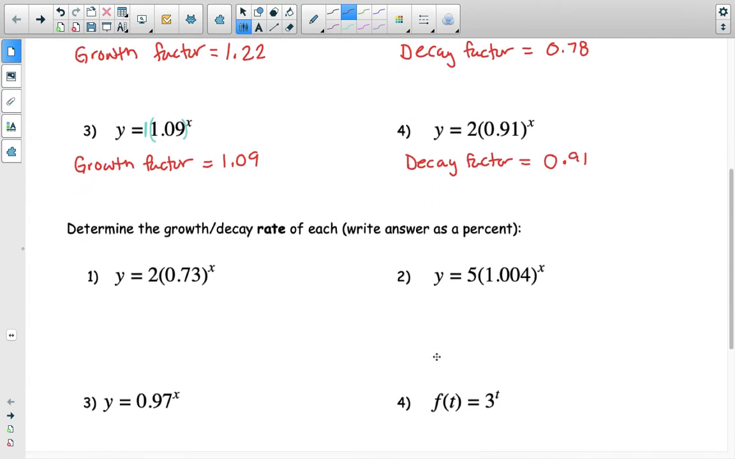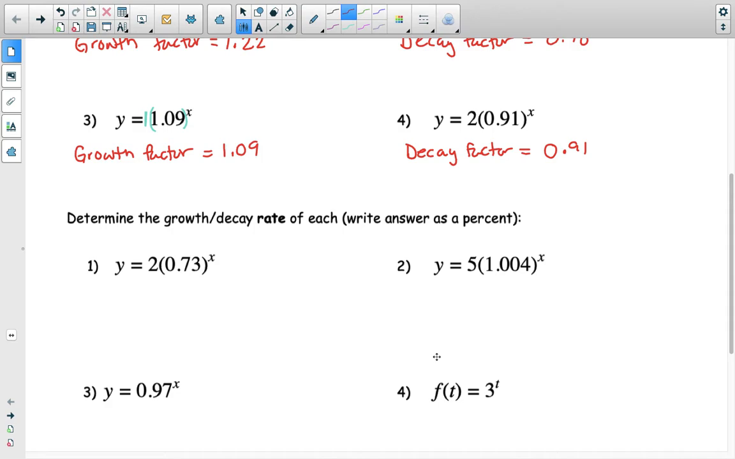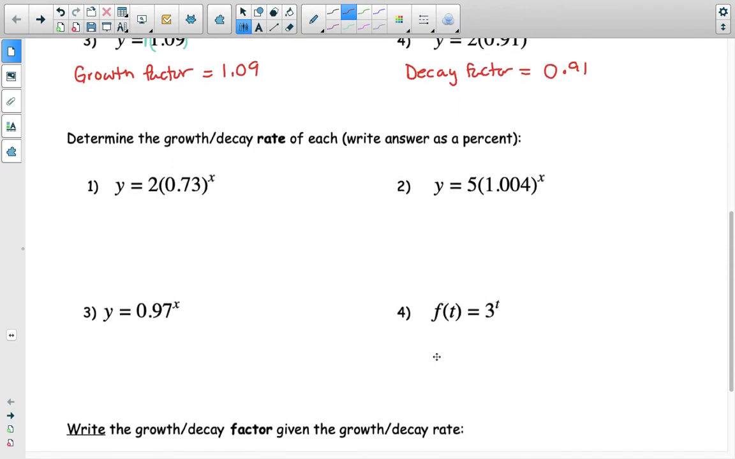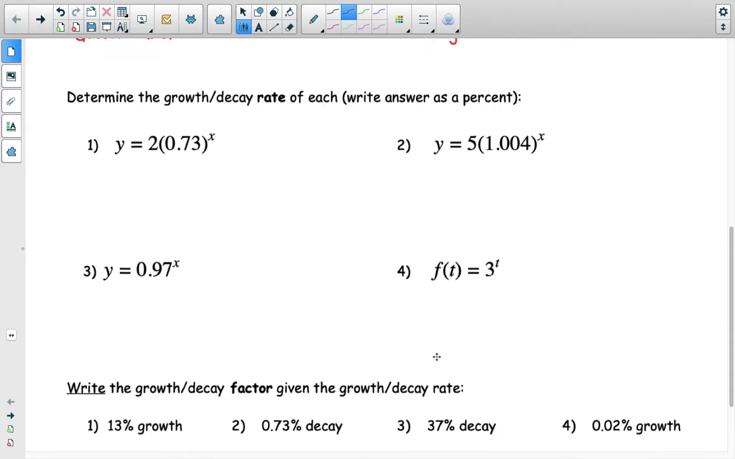So on these next ones, it says determine the growth or decay rate of each. And we have to write our answer as a percent. So the difference here is that we're given the factor, but we need to find the rate. This is our good equation. This is the equation we want. But if I ask what is the rate of decay or rate of growth, you have to write it as a percentage. So we look at our growth or decay factor.